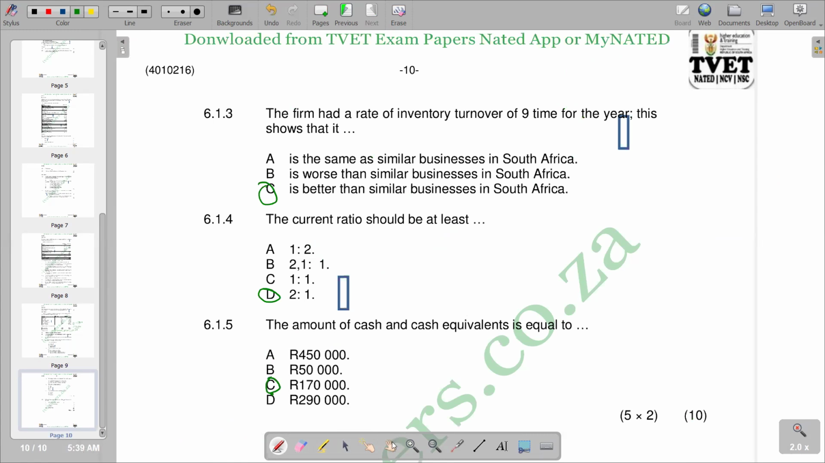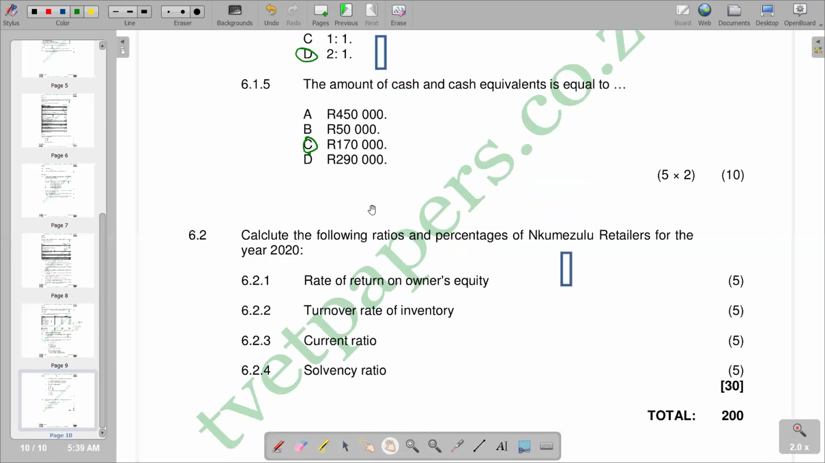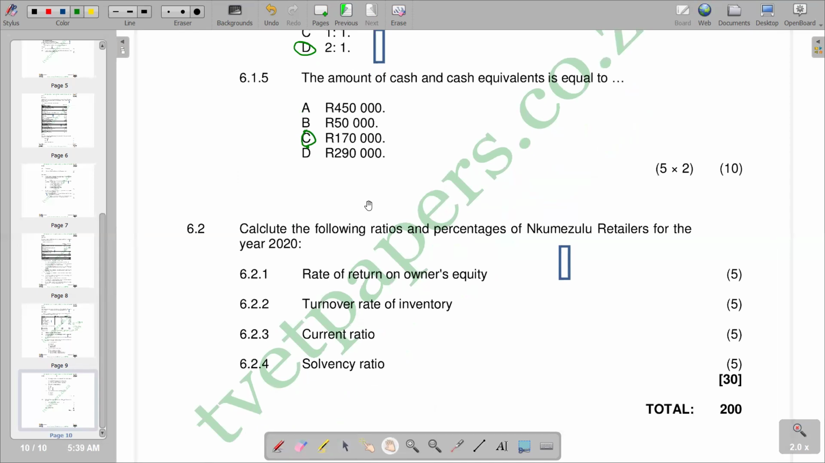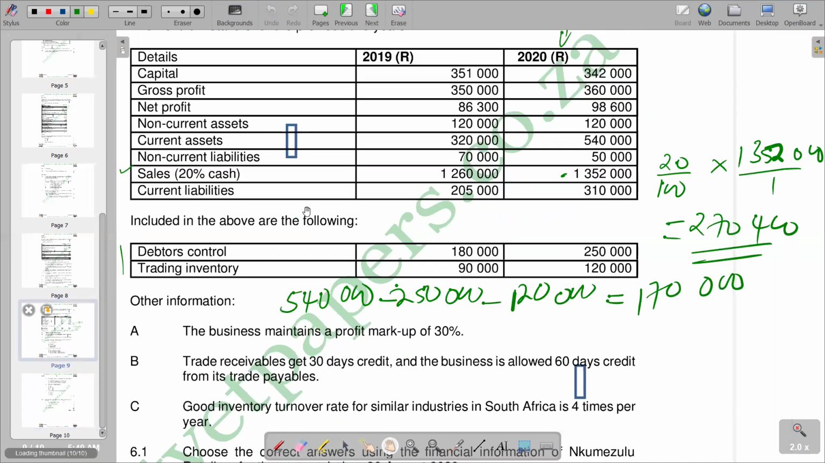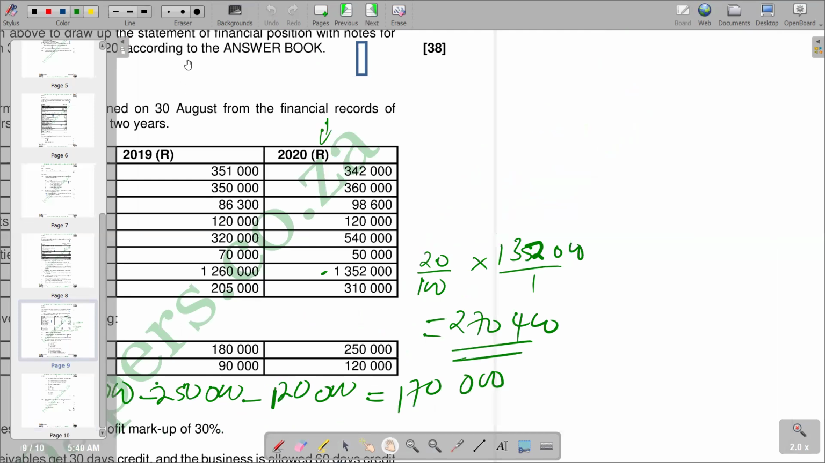So let's try to see the next question that we have. We are now on 6.2, which is saying calculate the following ratios and percentages of Organized Retailers for the year 2020. So on 6.2.1, we're given rate of return on owner's equity. So we go there and, obviously, we need the formula first. We need the formula first. So let's just try to see.